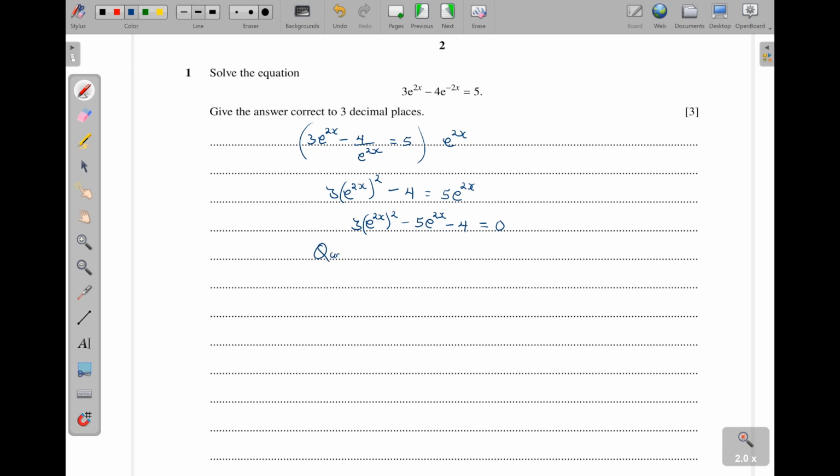This is a quadratic equation in e to the power of 2x. So I can solve it using the quadratic formula because it cannot be factorized. So e to the power of 2x is equal to minus b plus or minus the square root of b squared minus 4ac, then we divide by 2a.